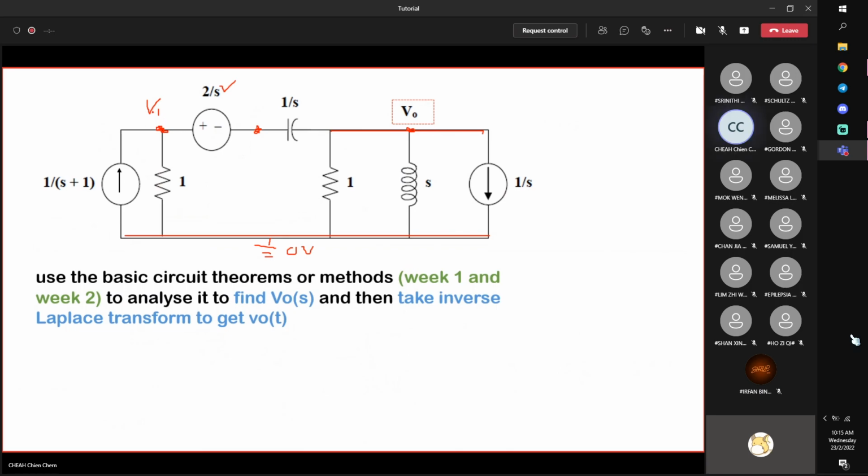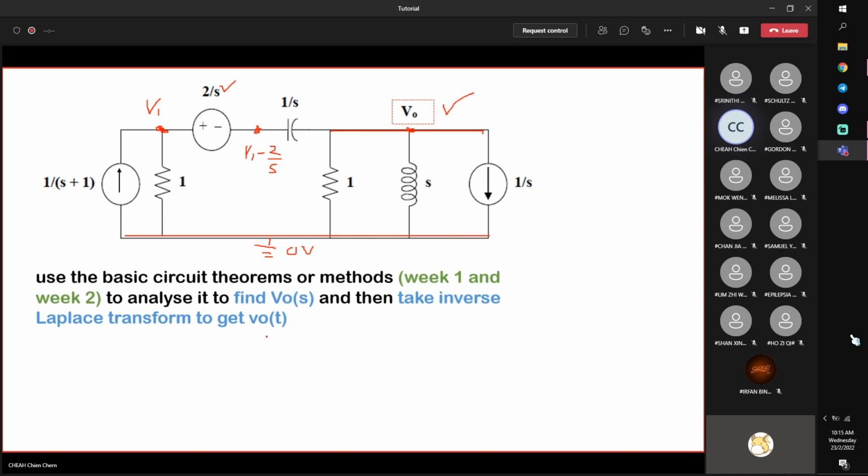Okay, this is V1. If this is V1, then there's a drop in voltage. So this is (V1 minus 2) divided by S. Right? Which means that now you can apply KCL at node V1 and node V0, write down two equations with two unknowns, and solve for V0. No need to solve for V1, right? No need to waste time. Solve for V0, and then you get your solution.